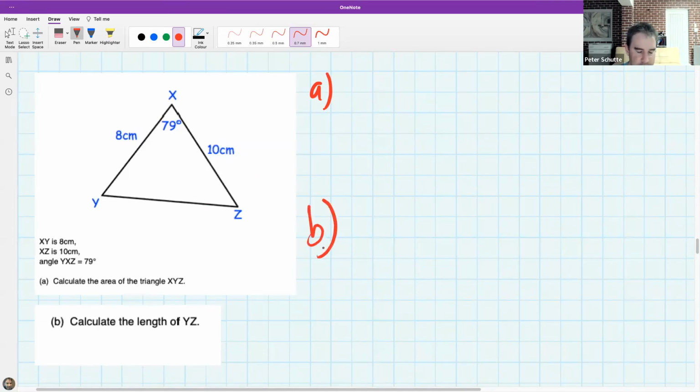And then the second bit is calculate the length of YZ. So I want everyone to try and do these two questions. And if you weren't here before, let me know in the chat if you've never heard of the area rule. And maybe we can give you a little bit of a hint. But for now, I'd like deliberately everyone to think back. What does the area rule say?